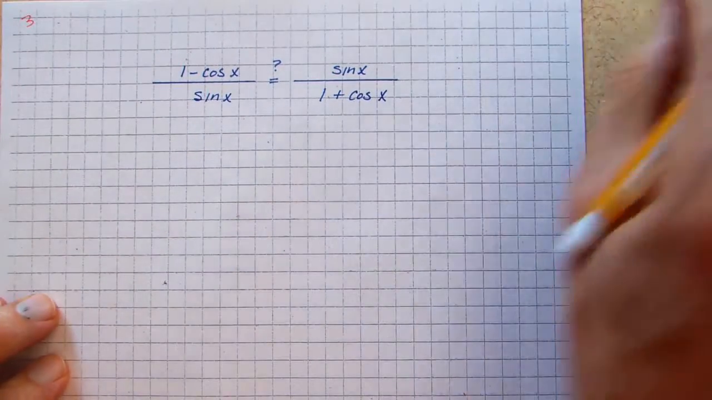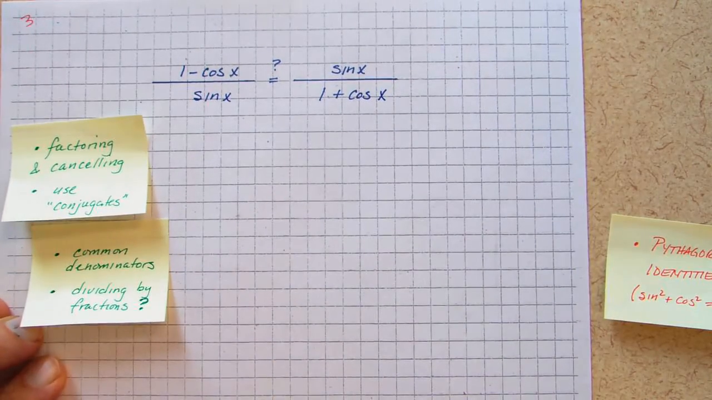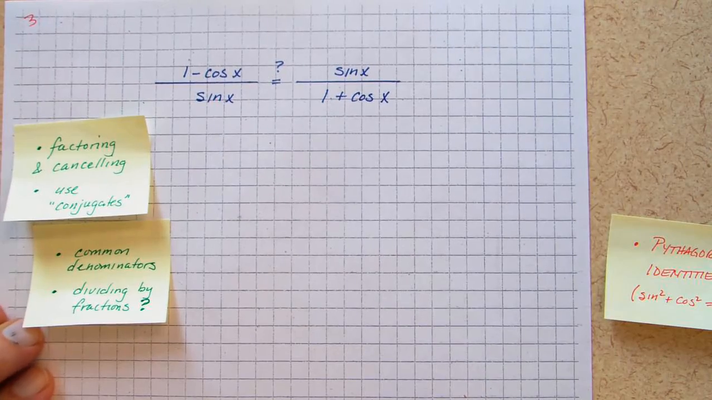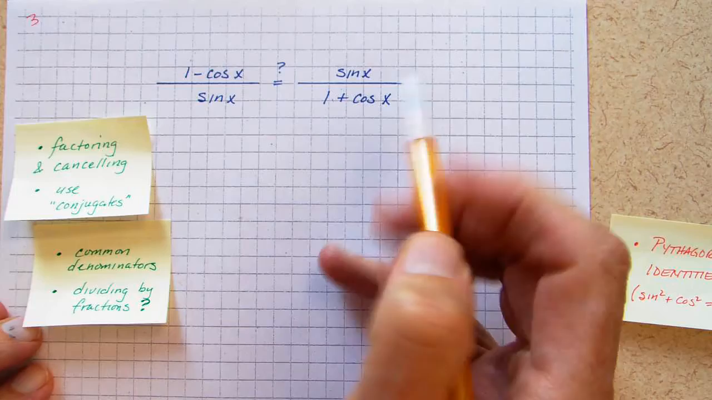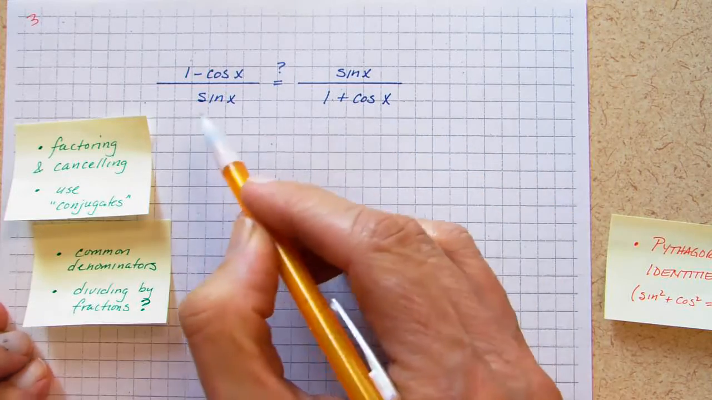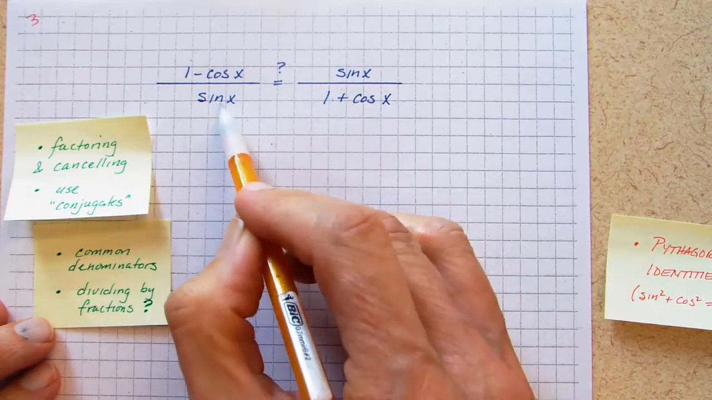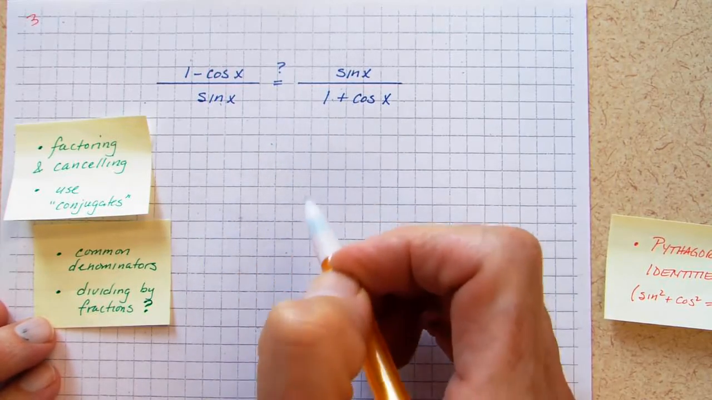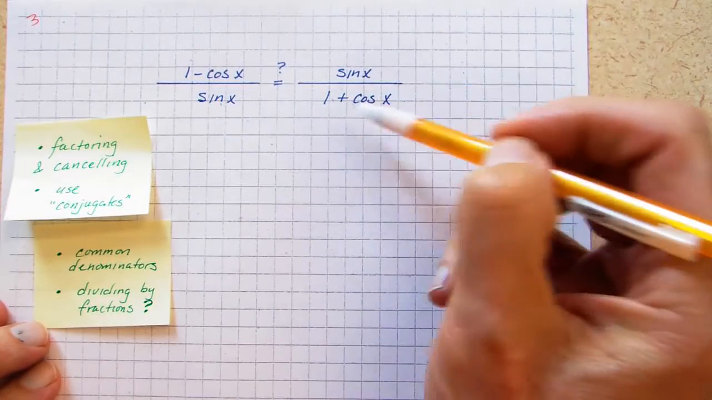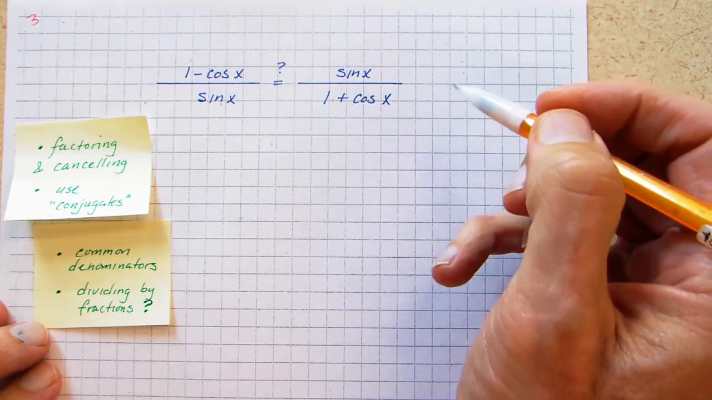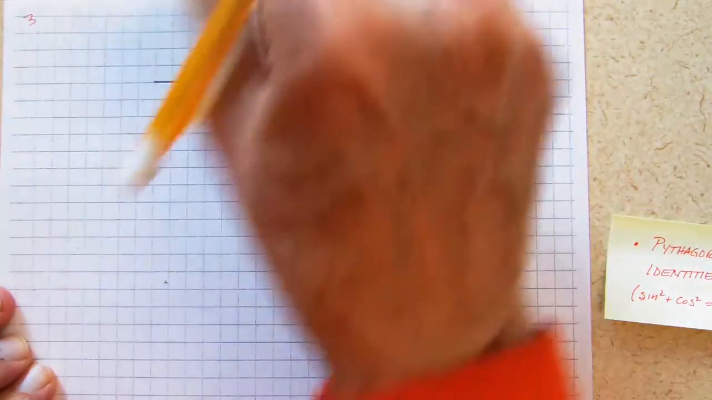And so now we want to think about the different algebraic tricks we might use. Factoring and canceling is going to be pretty tough here. Conjugates, common denominators, well, maybe if we could get these to have the same denominator, maybe we could show that they're equivalent. And then we're not really dividing by any rational values here. So we're in a tough situation. This is a pretty challenging problem.